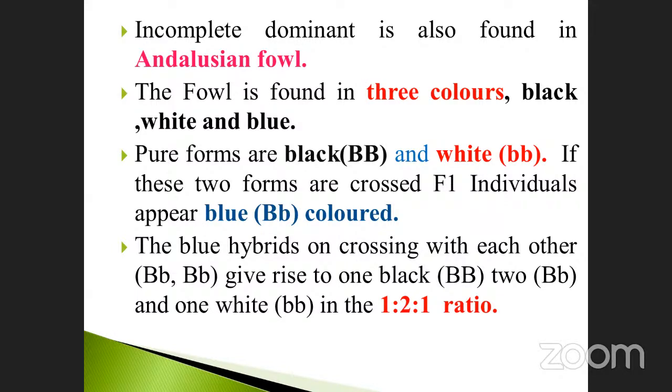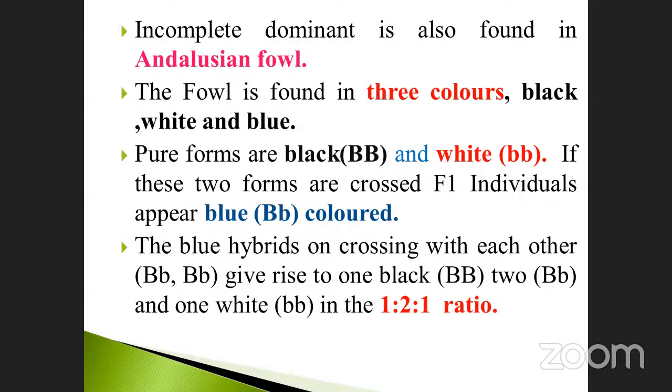One is black in color, another white, and blue is also present. These are the three colors identified from where? The Andalusian fowl. The pure forms are black, which may be denoted as capital B, and white, which is denoted as small b. So when you cross these two, what happens?